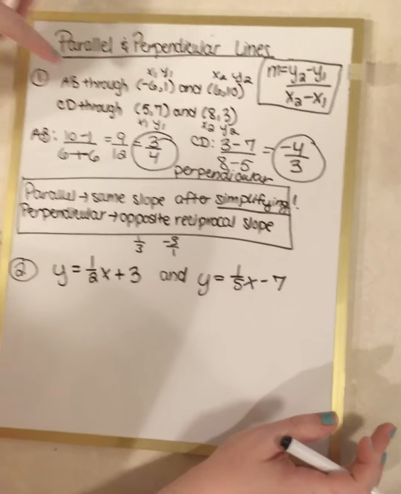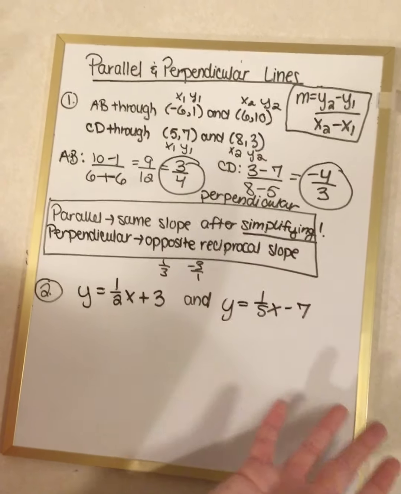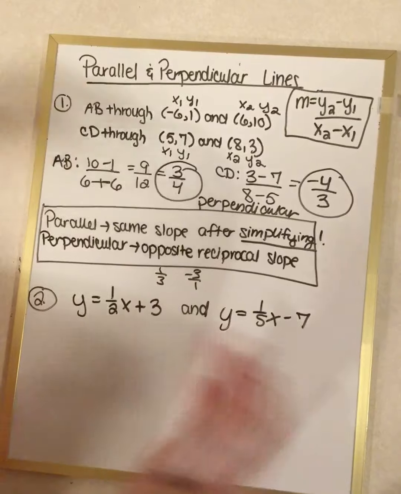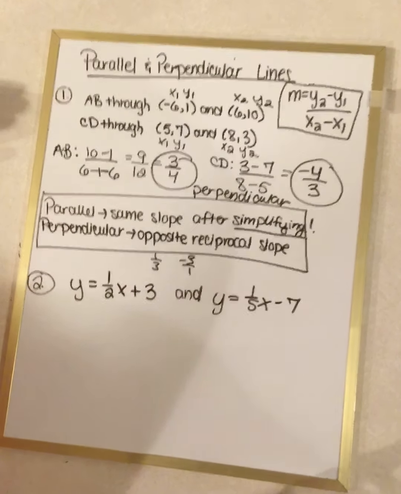If you had two slopes that were the same, you would say parallel. Or if they're two numbers that after you simplify do not satisfy the conditions for either of those, then you would say that your answer is neither.